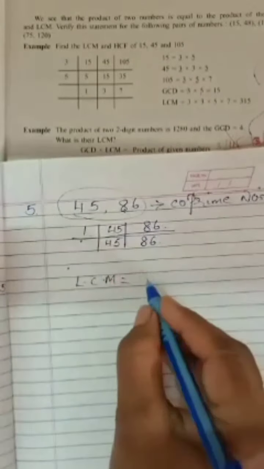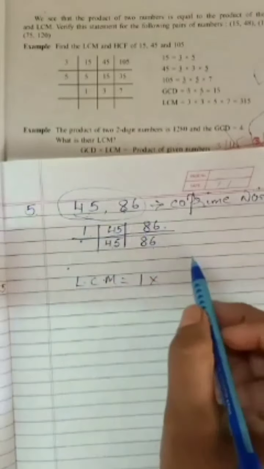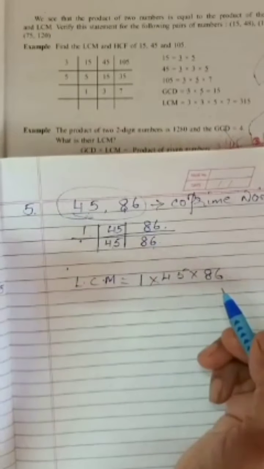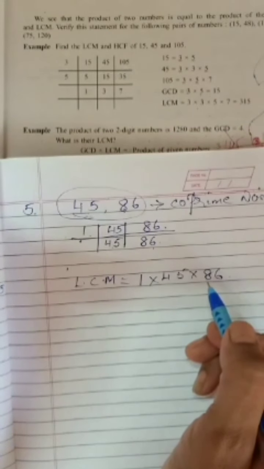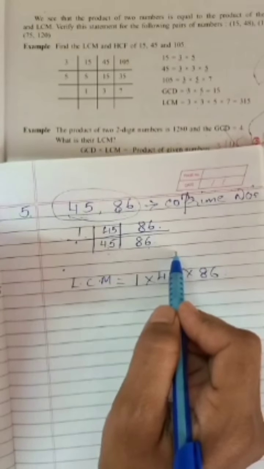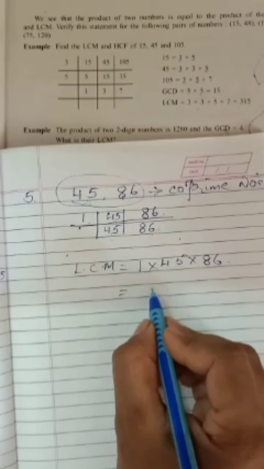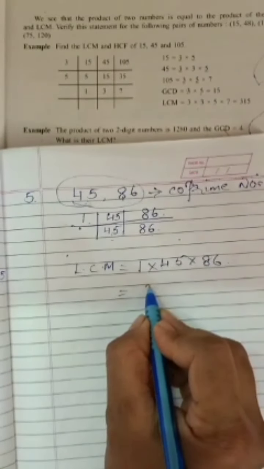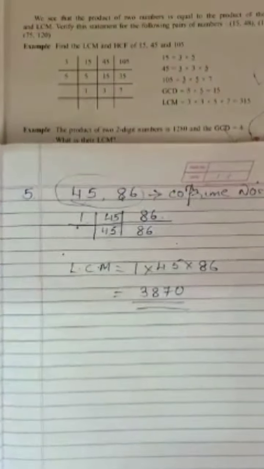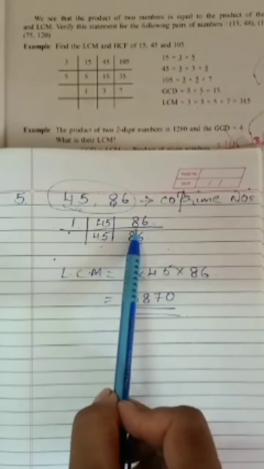Common factor 1 into the product of the numbers themselves, 45 into 86. Their LCM will be, if you multiply 45 into 86, you get the answer 3870.